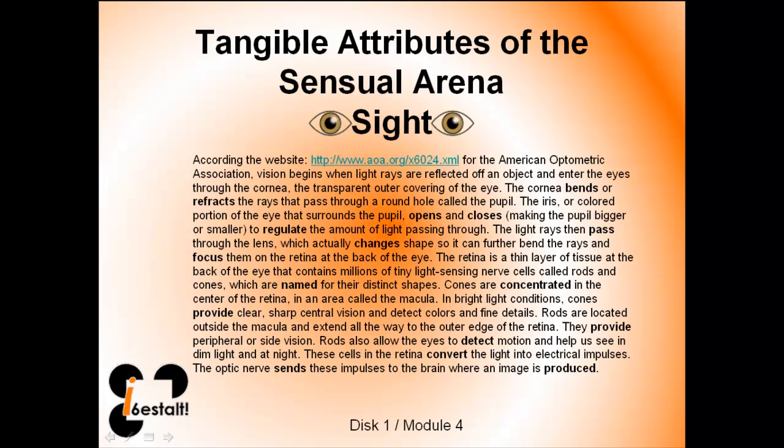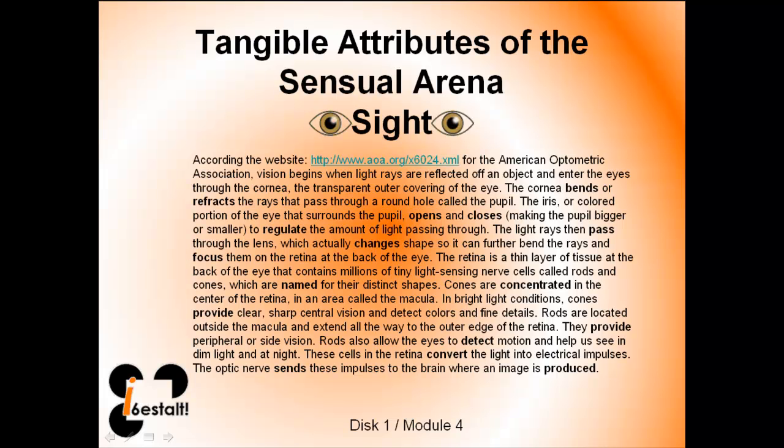The retina is a thin layer of tissue at the back of the eye that contains millions of tiny light-sensing nerve cells called rods and cones, which are named for their distinct shape. Cones are concentrated in the center of the retina in an area called the macula, and in bright light conditions, cones provide clear, sharp central vision and detect colors and fine details. Rods are located outside the macula and extend all the way to the outer edge of the retina.